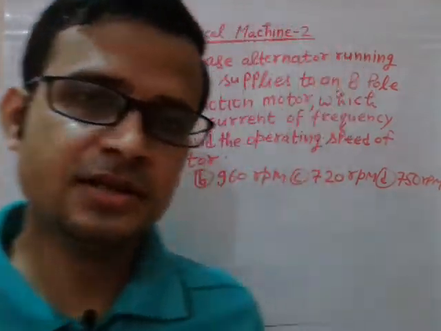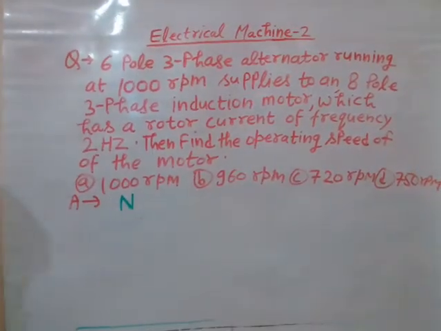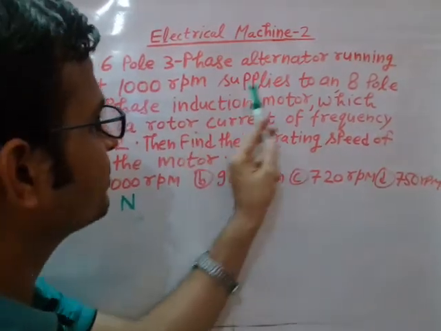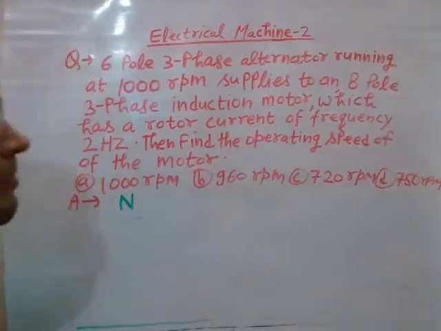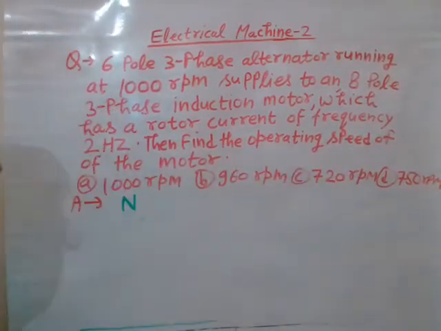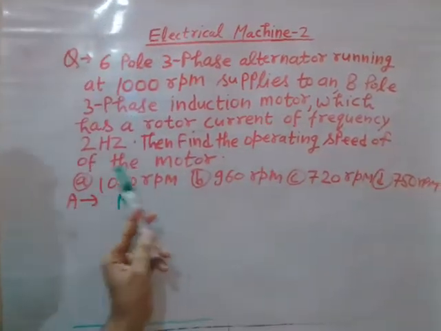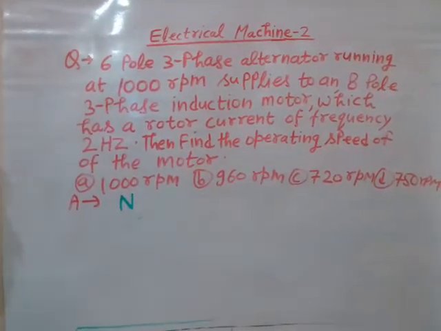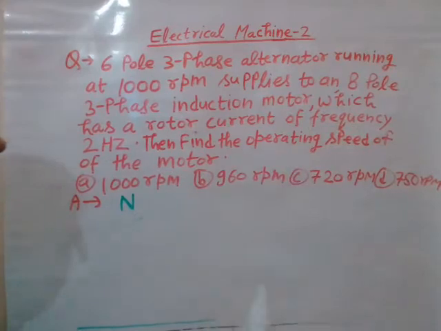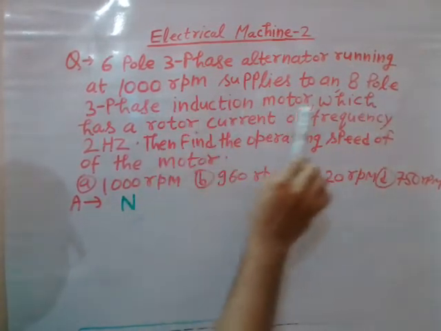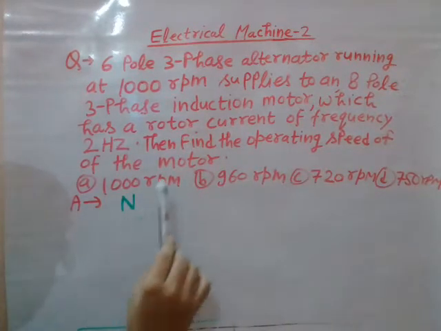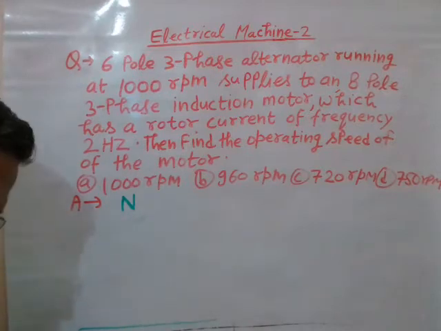This question has been asked in the ESE 2002 examination. Just read the question statement. A 6-pole 3-phase alternator running at 1000 rpm supplies an 8-pole 3-phase induction motor, which has a rotor current of frequency 2 Hz. Then find the operating speed of the motor. You understand the question, right? So an alternator is supplying an 8-pole 3-phase induction motor which has a rotor current of frequency 2 Hz. Now he is asking you the operating speed of this induction motor.